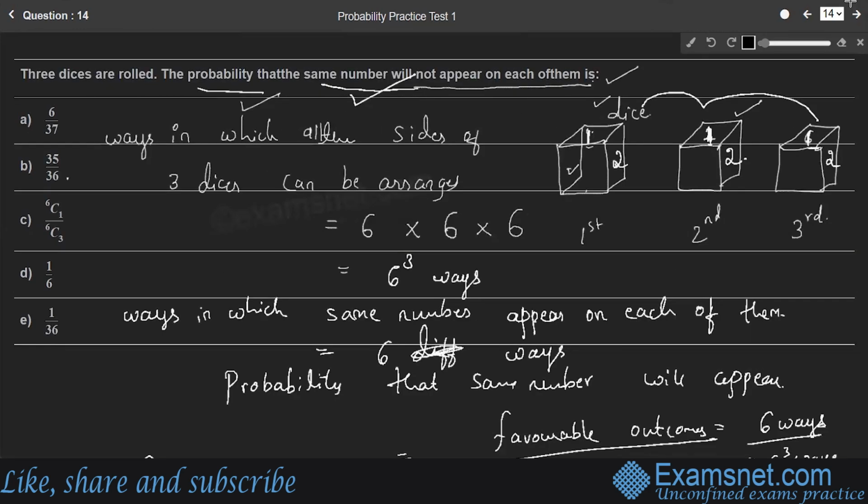35 by 36, option B, which indicates there is only one way in which the same number will appear on each of them. In the remaining 35 ways, the same number will not appear on each of them. Right? So 1 matches with 1 in only one way. In the remaining 35 ways, 1 does not match with 1. Instead of another 1, there may be some other numbers. Therefore, option B is the right answer.